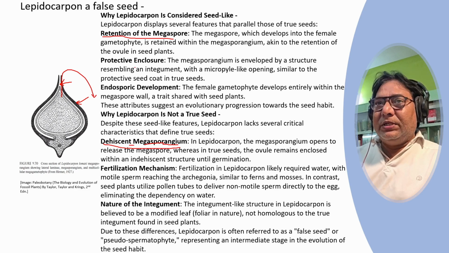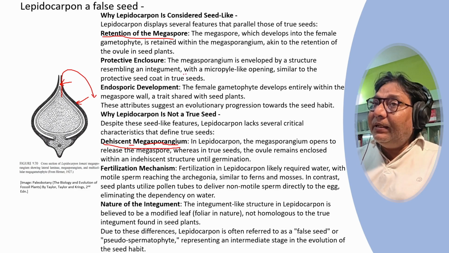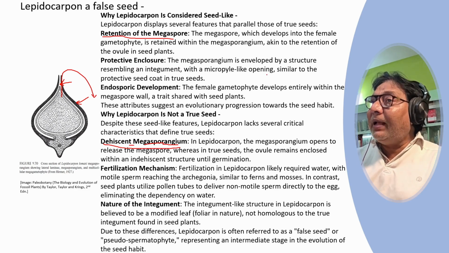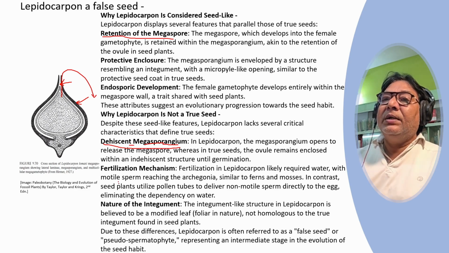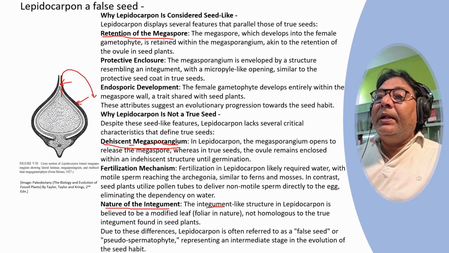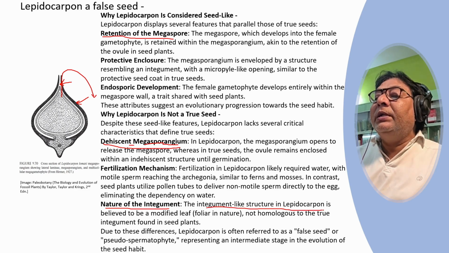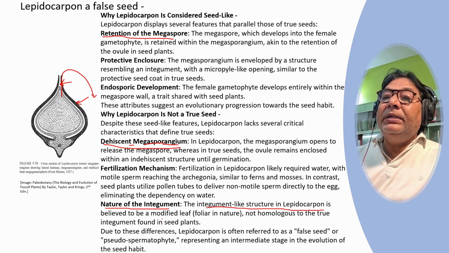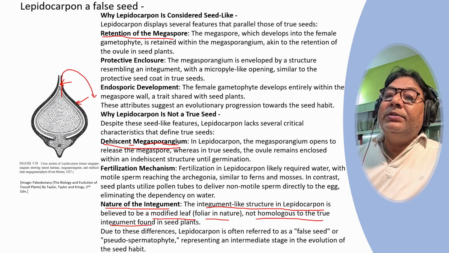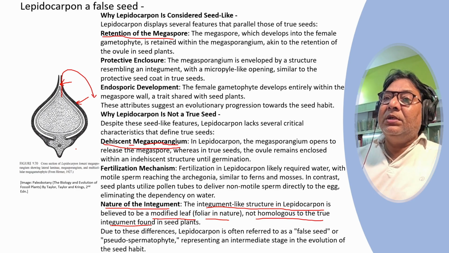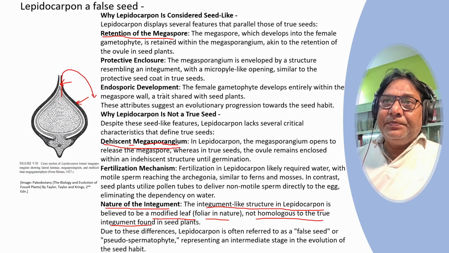Protective enclosure, that is integument. The megasporangium is enveloped by a structure resembling an integument with a micropyle-like opening, similar to the protective seed coat in true seeds. But what was the nature of the integument? The integument-like structure in Lepidocarpon is believed to be a modified leaf, foliar in nature, not homologous to the true integument. So in this sense also, this is not a true seed.